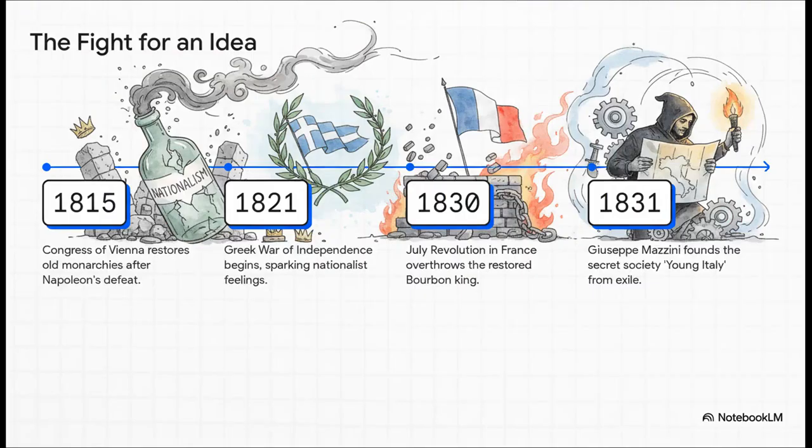After Napoleon was finally defeated, the old powers of Europe tried their best to put the genie of nationalism back in the bottle. At the Congress of Vienna in 1815, they put all the old kings back on their thrones. But it was just too late. The idea was out there, and it started sparking independence movements, like in Greece, and inspiring revolutionaries like Giuseppe Mazzini to create secret societies to keep the dream of a unified nation alive.